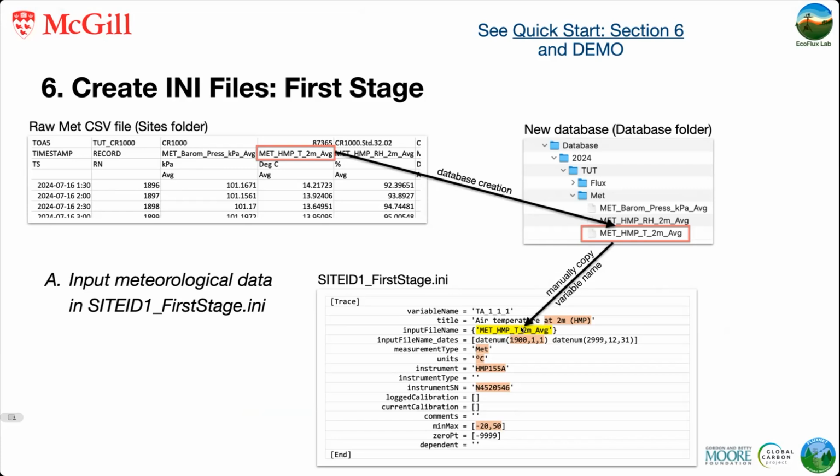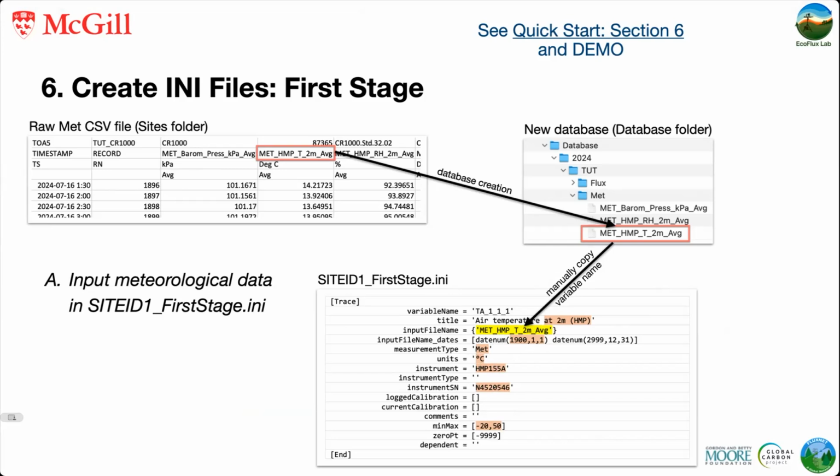And then also you're going to want to edit the peach highlighted fields as well. So give your trace a descriptive title, start date of measurements. This is the folder where the data exists in your database. You'll want to check the units and then add any instrumentation information, such as the serial number and instrument model.